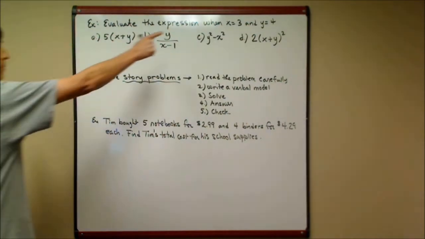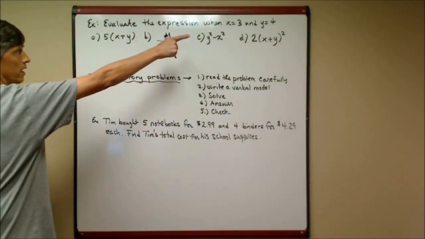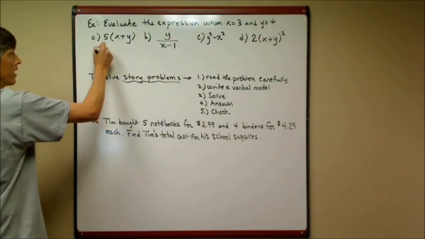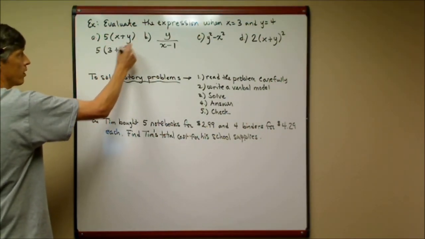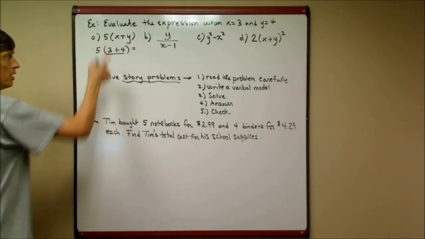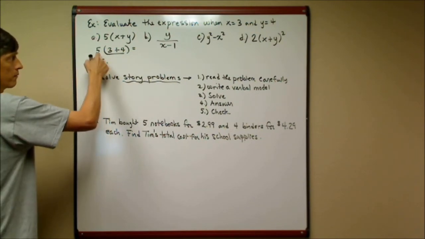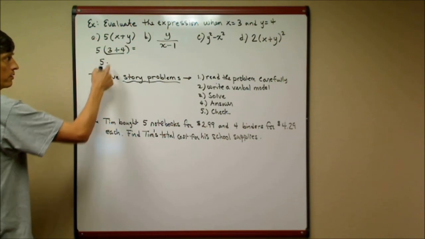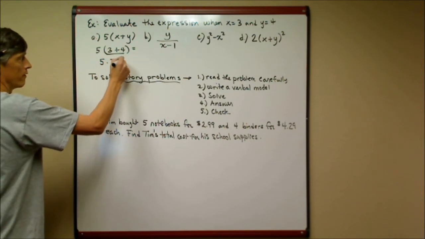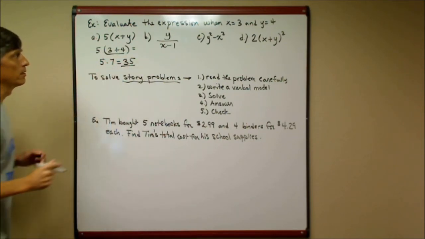So for the first problem, I'm going to substitute the 3 in for the x and the 4 in for the y. I get 5 times the quantity 3 plus 4. My order of operations says do the stuff inside the parentheses first. This of course is 7, and 5 times 7 gives me 35 as my answer.